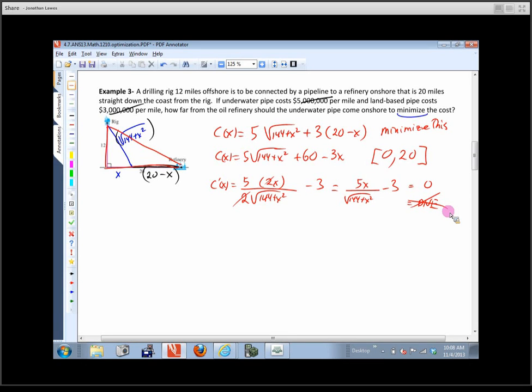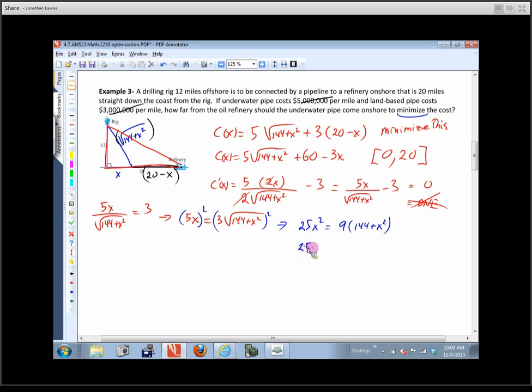So let's find where the derivative equals 0. I'm going to move the 3 to the other side, so I'm going to have 5x over the square root of 144 plus x squared equals 3. Really not thrilled about working with that radical in the denominator, so we're going to multiply both sides by that radical. That's going to give us 5x equals 3 times the square root of 144 plus x squared. And then I'm going to square both sides. So again, we're just doing a bunch of algebra at this point. Here's what I get: 25x squared equals 9 times 144 plus x squared. With me there?